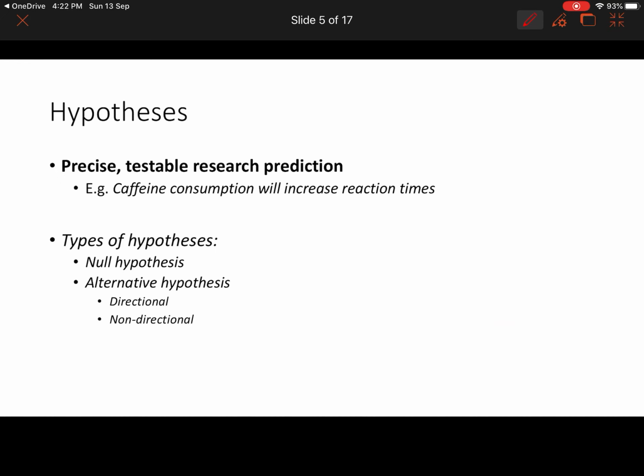Hypotheses are precise, testable research predictions. So an example here, a caffeine consumption will increase reaction times. So we're saying here what our variables are and what effect our IV is going to have on our DV. There are different types of hypotheses that we need to be aware of. We've got our null hypothesis and an alternative hypothesis. And we've got two different types of alternative hypotheses, directional and non-directional. All of this is particularly important when it comes to inferential testing.